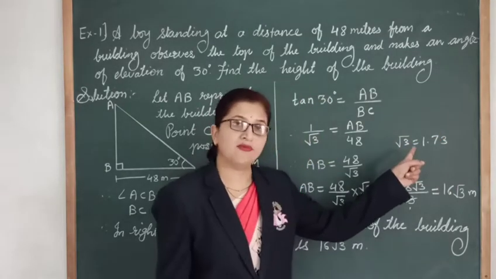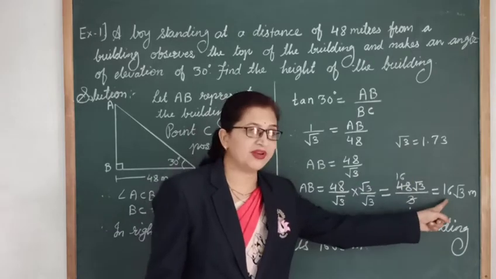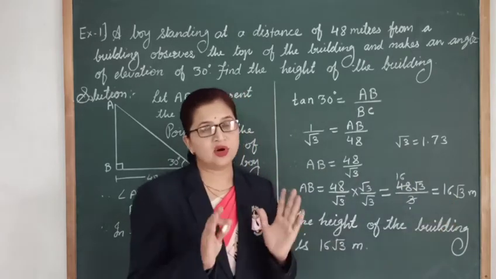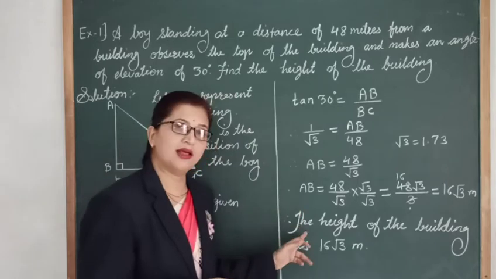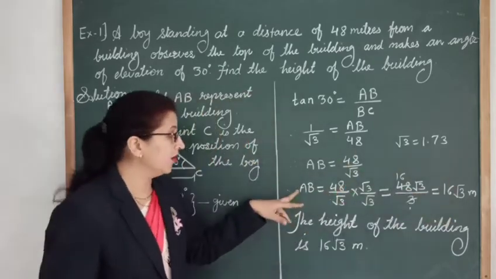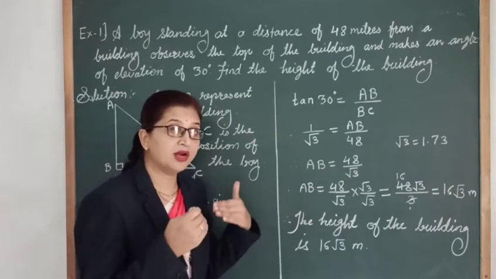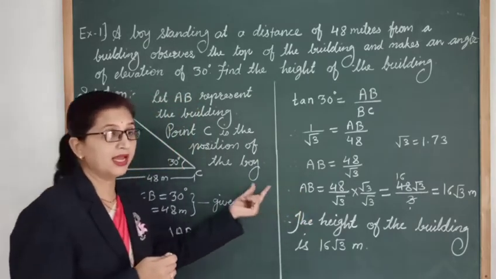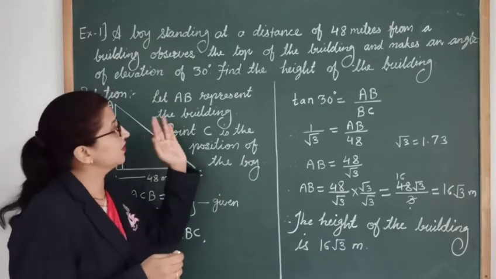So if the value of root 3 is given, then at last we can put that value. If it is not given in the question, then we can write our answer with the root sign only. Okay. So here we are not asked to find out the AB. For our convenience, we have considered the AB in this figure.